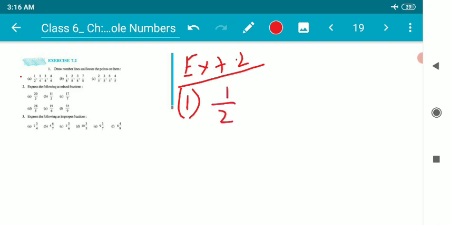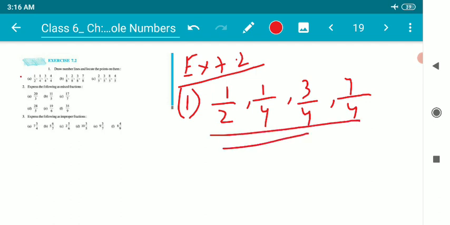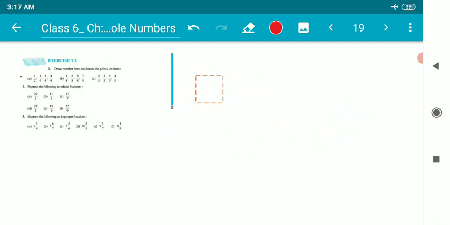1 by 2, 1 by 4, 3 by 4, and the last one is 4 by 4. Children, let us have a look. Let us try out these questions on the number line. As we all know, every proper fraction in the world comes between 0 and 1. So let me draw the number line first.